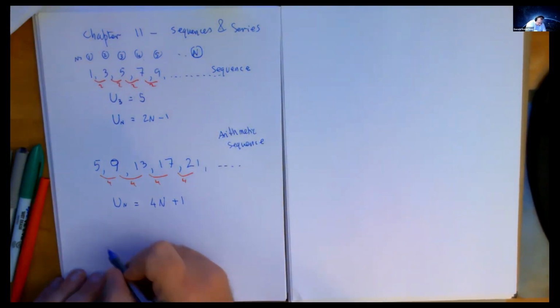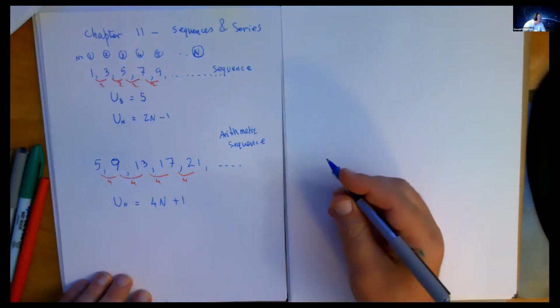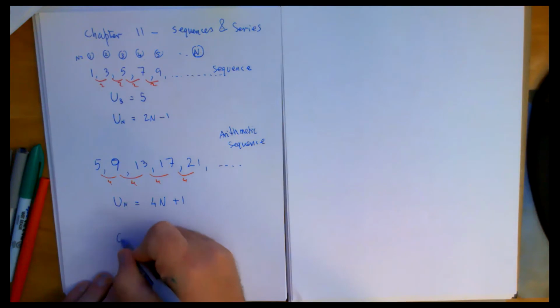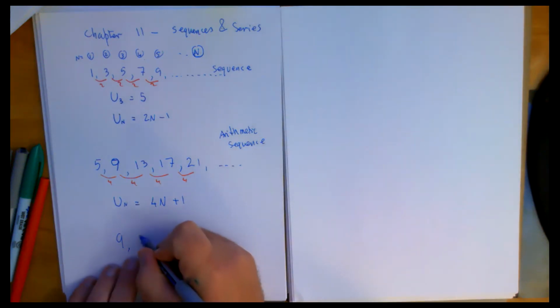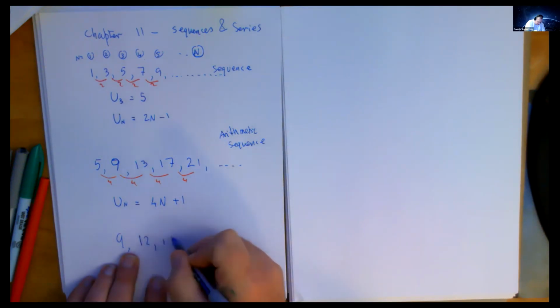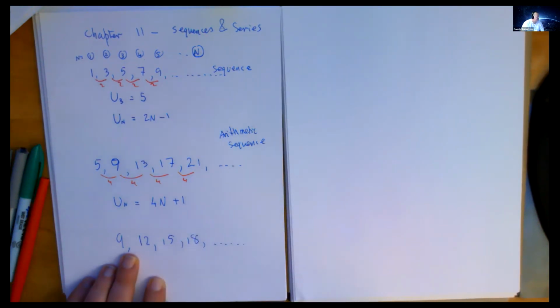So let's look at another one. Give me a number between 1 and 10. 9. Give me a nice small number to keep adding. 3. So I'm going to go 9, 12, 15, 18. Would you agree that's an arithmetic sequence? You start with some random number, and then in this case you keep adding 3s.